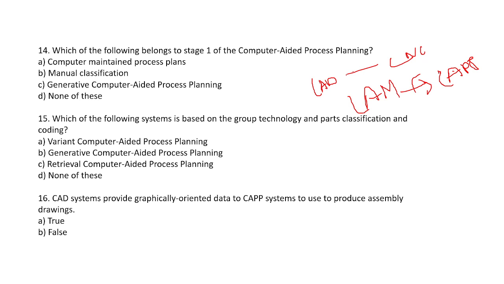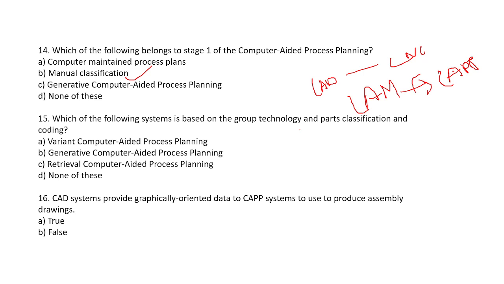That is the manual classification, right? We have seen in stage 1 that manufacturing used to overcome the problems of manual process planning by classification of parts into families and developing standard process plans for those part families, right? So the right option is the one based on group technology and parts classification.